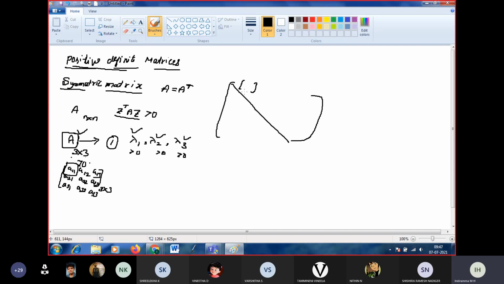Then the eigenvalues should be positive. Then the first element of the matrix should be positive. Then Z transpose AZ should be greater than 0, that is positive. So these are the tests we have to check the positive definiteness of a matrix. Mainly we are going to see that the pivots are positive and the eigenvalues are positive. One thing also we have to see is that the determinant value of the matrix should also be positive.